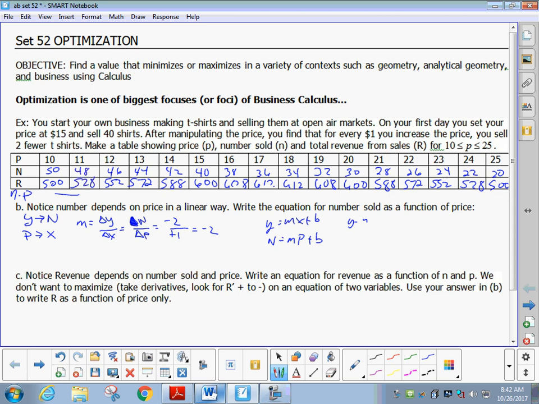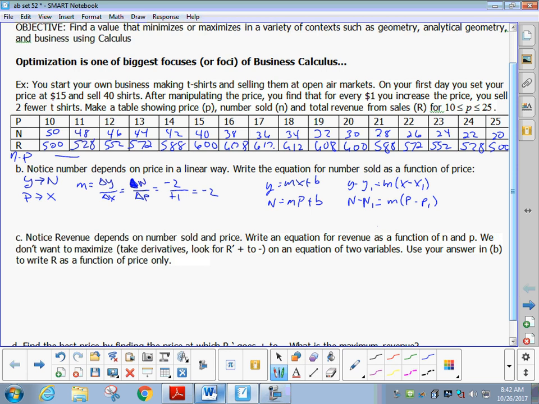Instead of y minus y1 equals m times x minus x1, it's number sold minus number sold case, slope times price minus price case. So let's say we use negative 2 for the slope. Although it was a pretty easy table to make, the case that I can be most sure about is what? The one they gave you. Okay, so that's probably the safest one to work with. Although, again, it's not very complicated to do on your own, and you can have faith in your points. The one that you probably use is the one that's given.